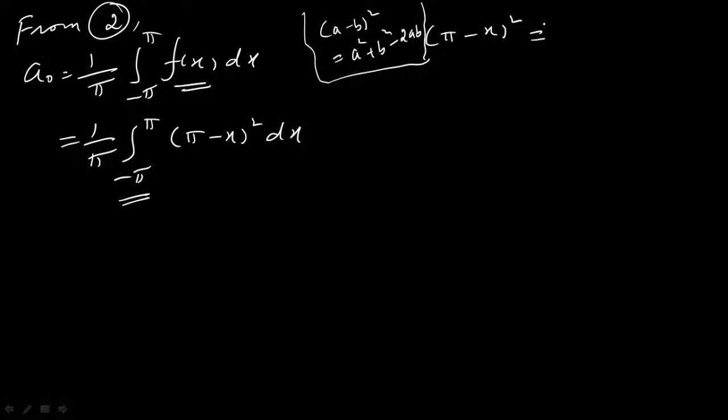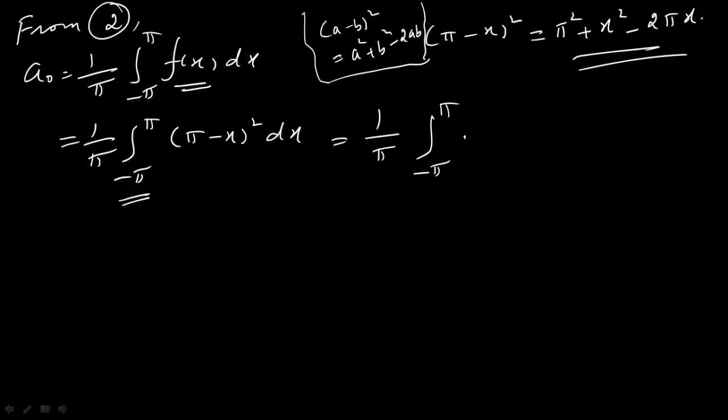This is of the form (pi minus x) the whole squared, which is of the form (a minus b) the whole squared, and just expand. So a squared plus b squared minus 2ab, isn't it? So I am going to write it like this: 1 by pi integral from minus pi to pi of pi squared plus x squared minus 2 pi x dx. Just separate the integral, okay?